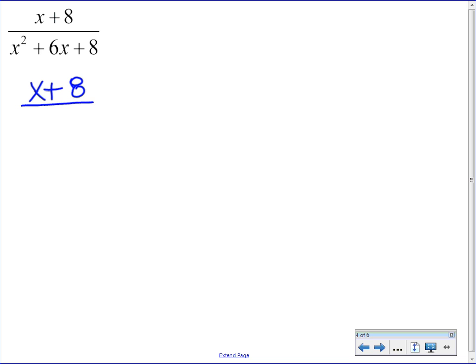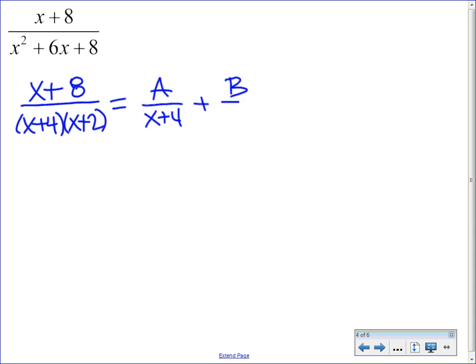What does our denominator factor to? X plus 4, x plus 2. We have 2 linear factors for our denominators. So we have A over x plus 4 plus B over x plus 2. Remember, it doesn't matter if x plus 4 or x plus 2 comes first for your denominators, because when we get to the end, your constants should still be the same.